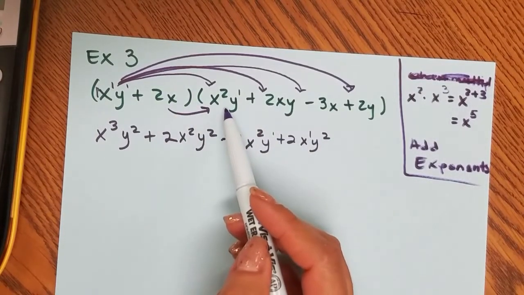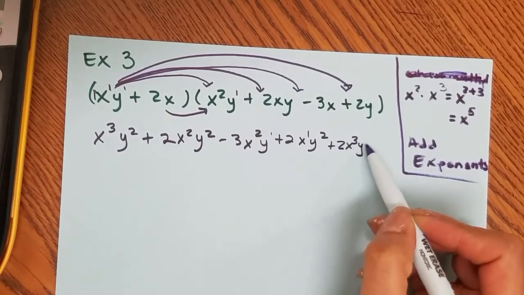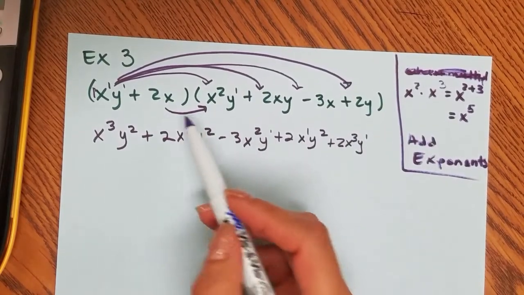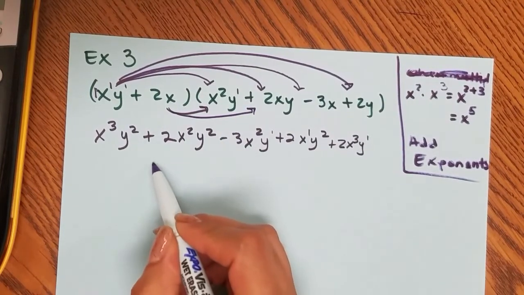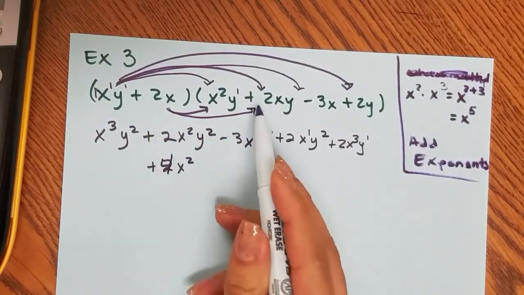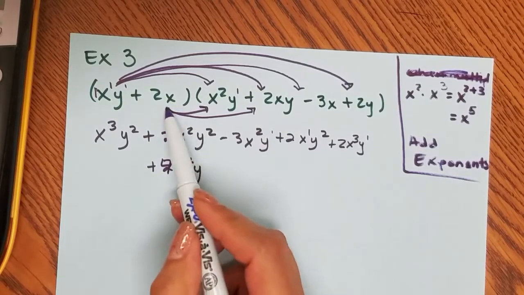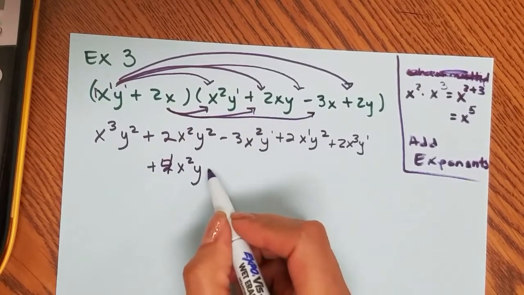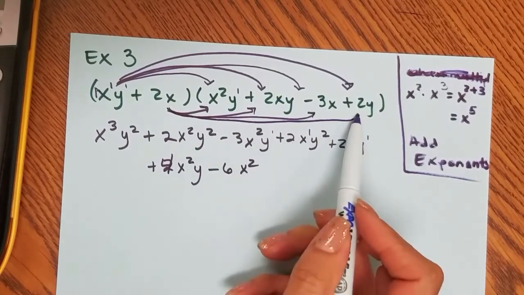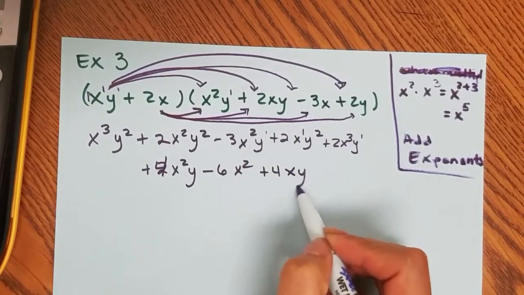2x times x squared y is going to give you positive 2x cubed y. The exponent there is 1. I'm going to come down here because I'm out of space. Plus 2x squared, 4. 2 times 2 is 4. X times x is x squared. And the y is going to come down. 2 times negative 3 is negative 6. X times x is x squared. And last we have 2 times 2 is positive 4. X times y is xy.